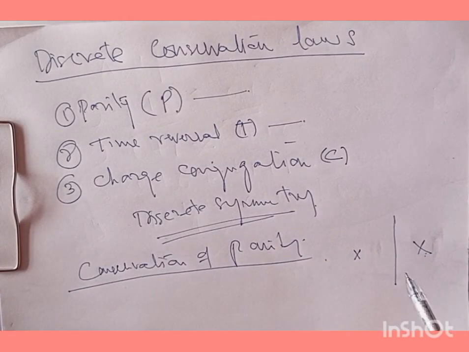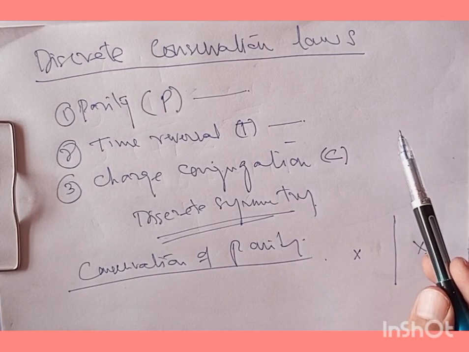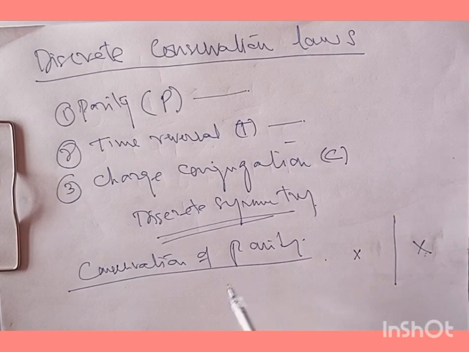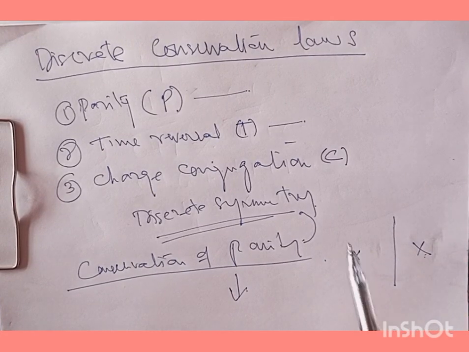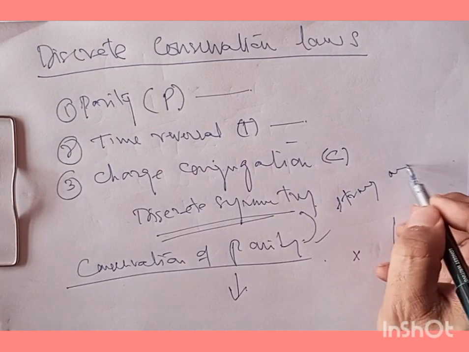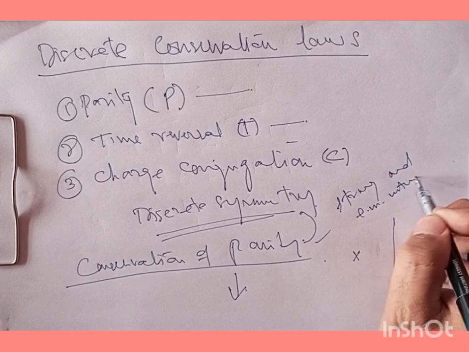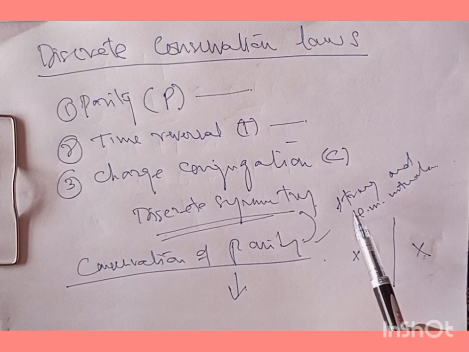So parity cannot be achieved by rotation, which is a continuous transformation in three-dimensional space, and hence we have discrete symmetry here. This parity is conserved in the processes involving strong interaction and electromagnetic interaction.